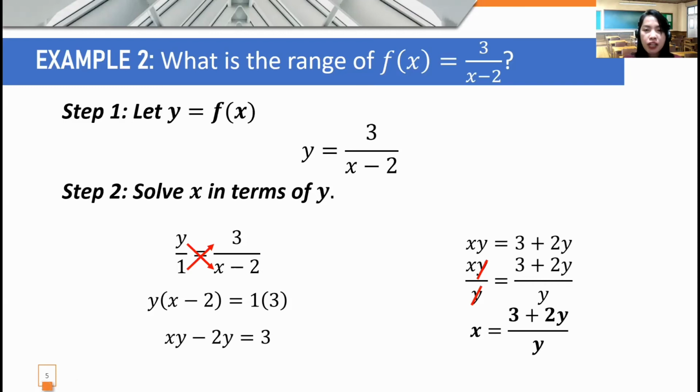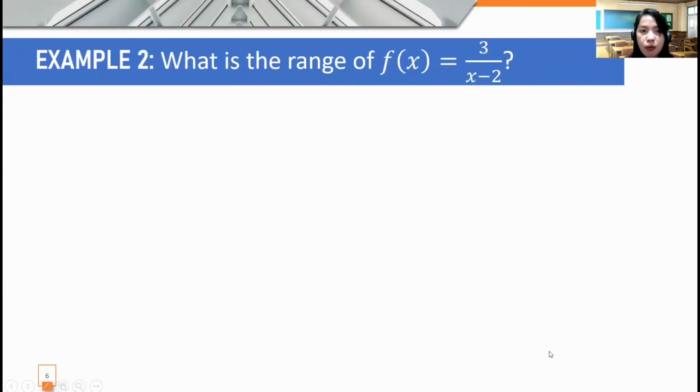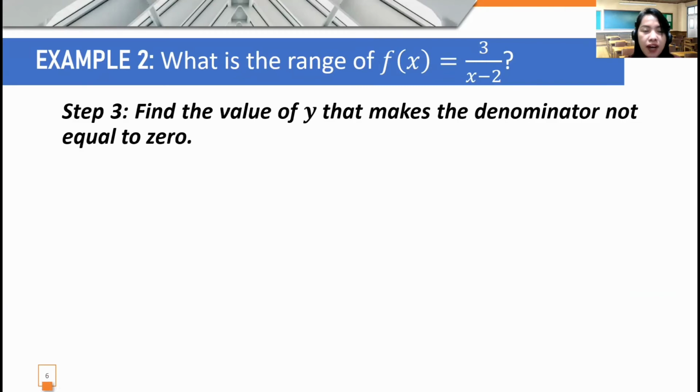To determine the range of the given rational function, you have to observe the denominator. We have there y. Find the value of y that makes the denominator equal to 0. Given this new equation, we cannot have a value of y that is 0.